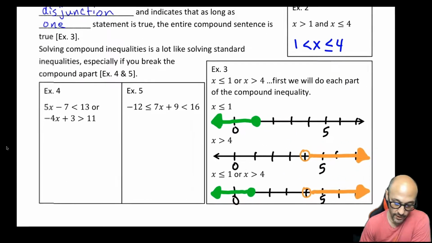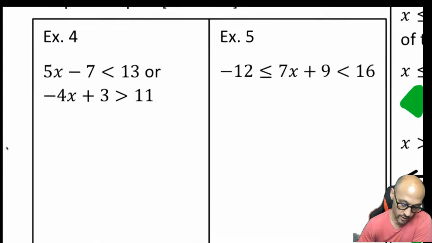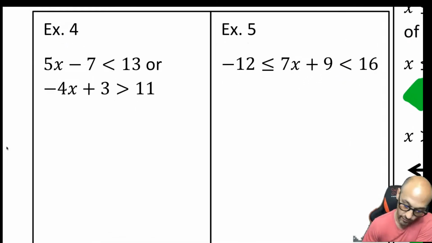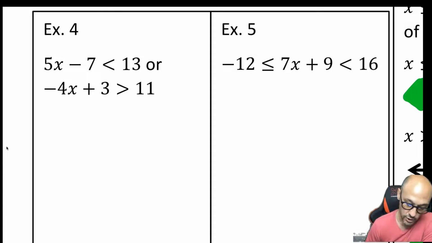So solving compound inequalities is a lot like solving standard inequalities, especially if you break the compound apart. So here we're going to look at example 4. Hopefully I have enough room here to do this. So here is a compound inequality. It's a disjunction. But we're just going to solve each part.